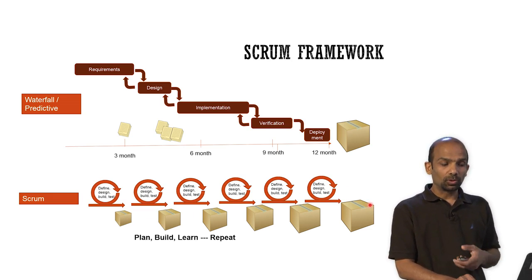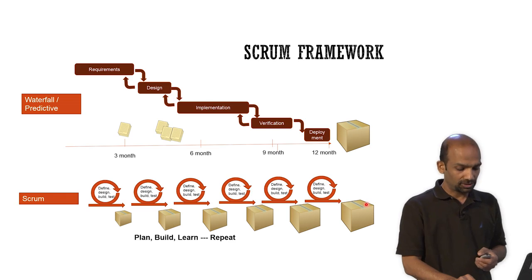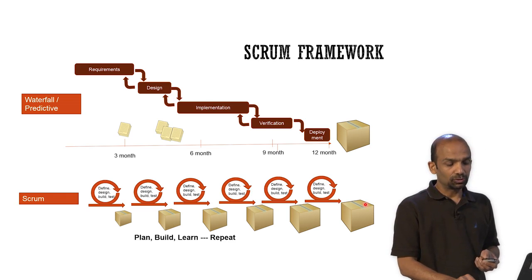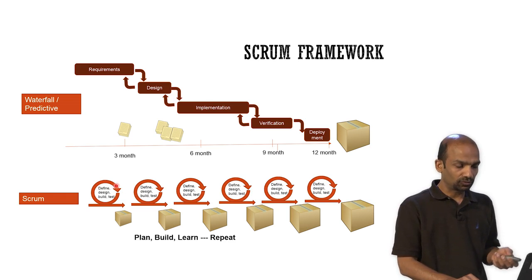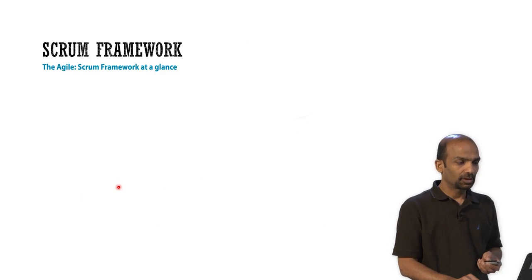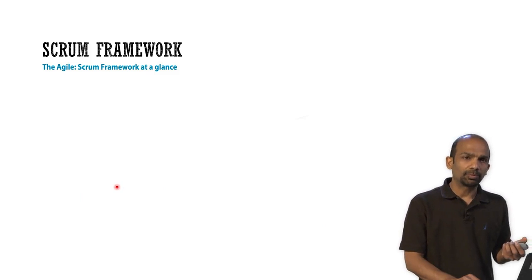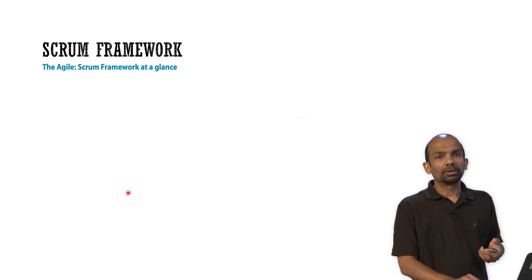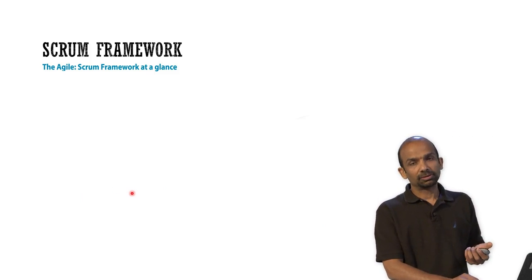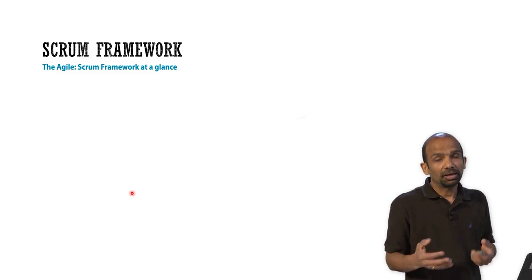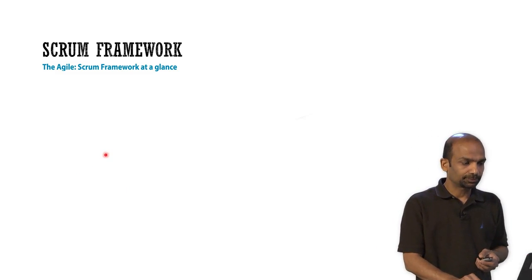So now that we know the basic idea behind Scrum, let's dig deeper into what happens inside each of these 1 to 4 week sprints. Let's take an example of a company that wants to build a job website, let's say like monster.com, and they want to use the Scrum framework.